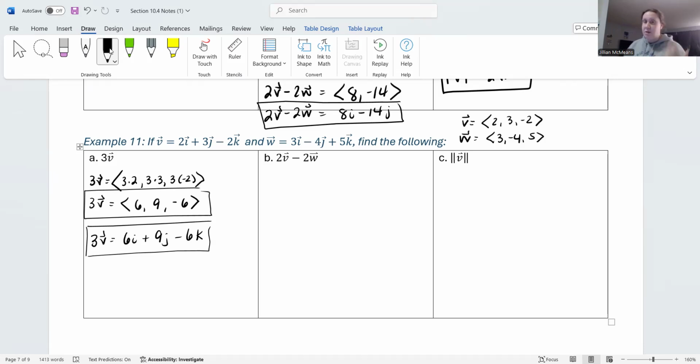Okay, now for part B, we've got to do 2 times v minus 2 times w. So I think I'm going to do like I did in the previous example where I'm going to figure out what 2 times v is, figure out what 2 times w is, then I'll do my subtraction. For me, that is easier to keep track of. Just depends on the person. You might be able to do this all at once, and that's awesome.